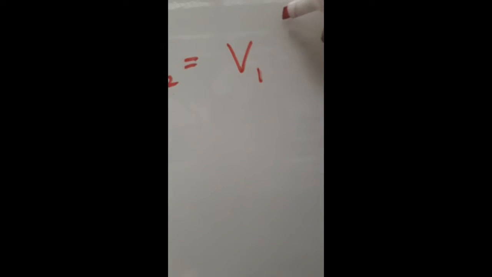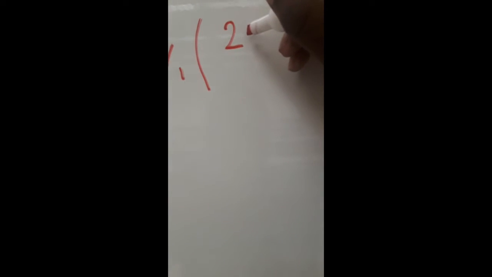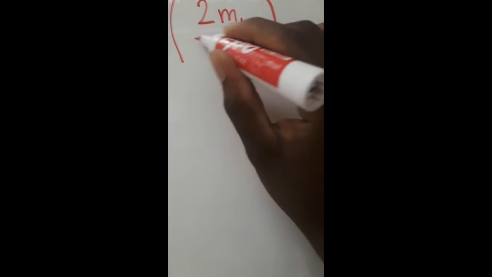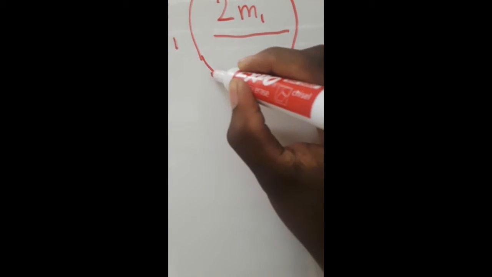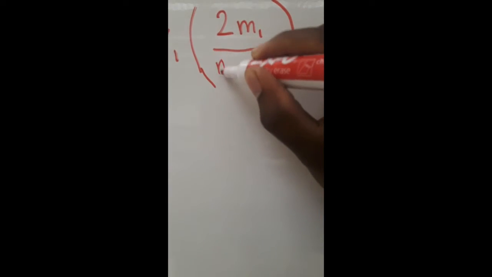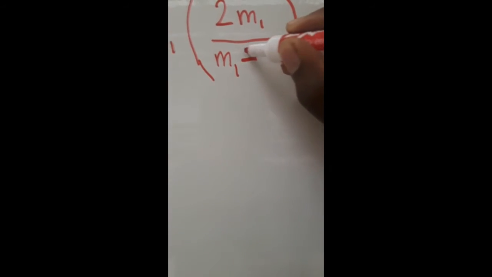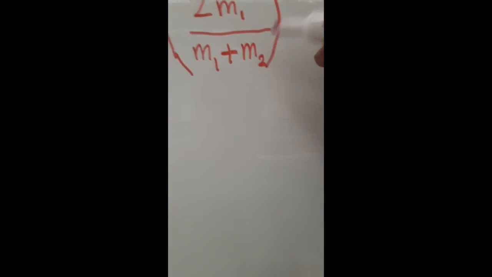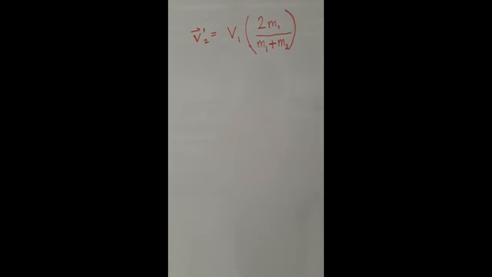The formula for the final velocity of the second skateboard can be found using the velocity of the first one multiplied by 2 times the mass of the first skateboard. You can put this over the mass of the first skateboard added to the mass of the second skateboard. This is your final formula.